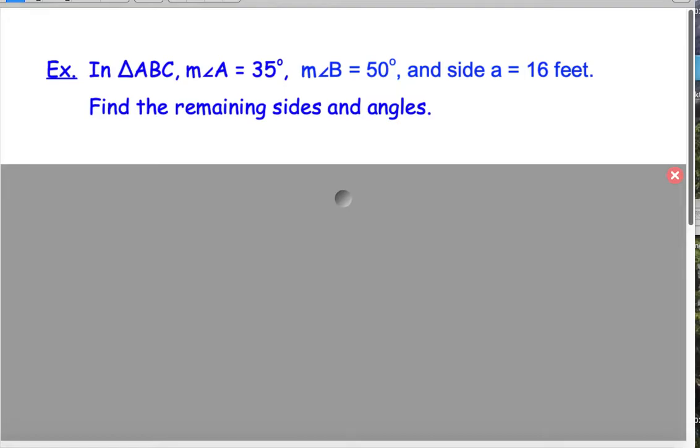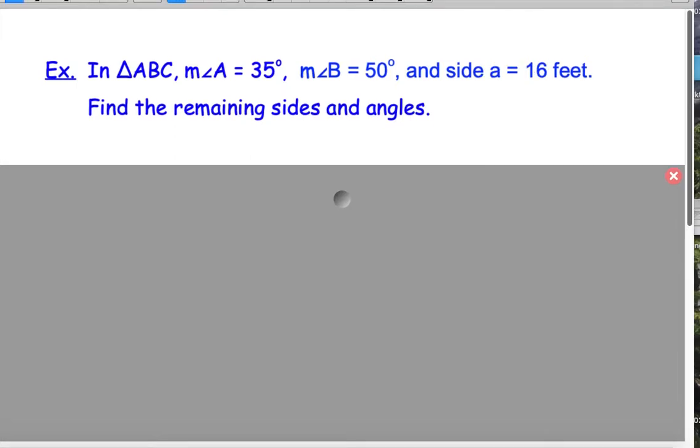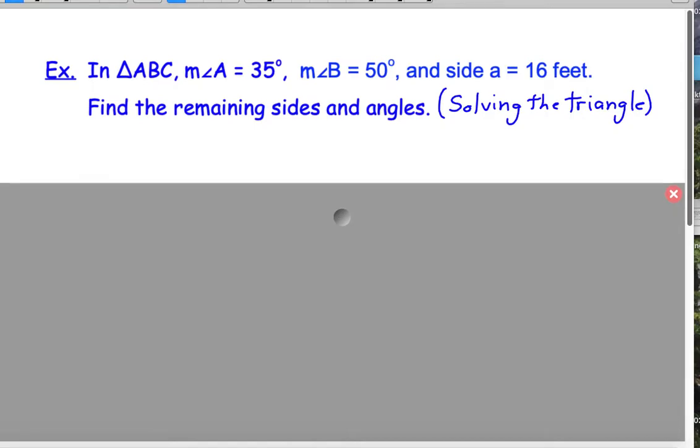In triangle ABC, the measure of angle A is 35, angle B is 50 degrees, side a is 16 feet. Find the remaining sides and angles. And by the way, this is what's referred to as solving the triangle. When you find the measures of all the sides and all the angles. So if the directions say solve the triangle, it's the same as this. We're finding all the lengths of the sides and the measures of the angles.